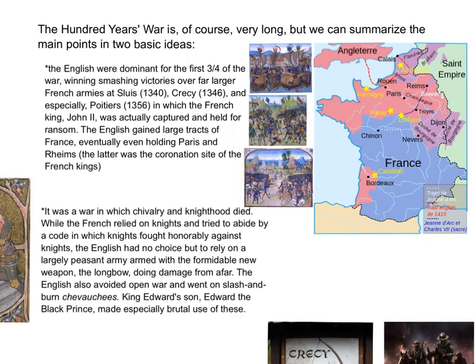The English also gained large tracts of land, even Paris and Reims. Reims is important because it's actually the site where French kings are supposed to be crowned. It was a war in which chivalry and knighthood died. While the French relied on knights and tried to abide by a code in which knights fought honorably against knights, the English had no choice but to rely on a largely peasant army armed with the formidable new weapon, the longbow, which could do a lot more damage than the crossbow.